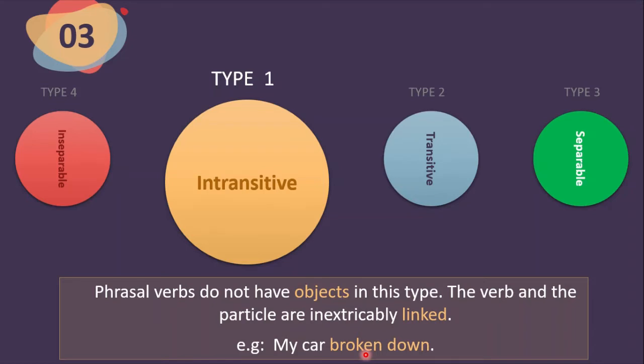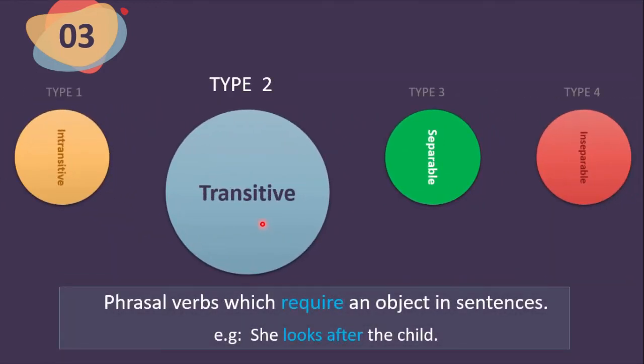That can be intransitive, in which it does not require an object to express complete meaning. Example as type, my car broken down. We don't need anything extra to make the sentence meaningful. It's already meaningful. Another example as in the question, when do you get up? No need for object and still the meaning clear. This is for intransitive.